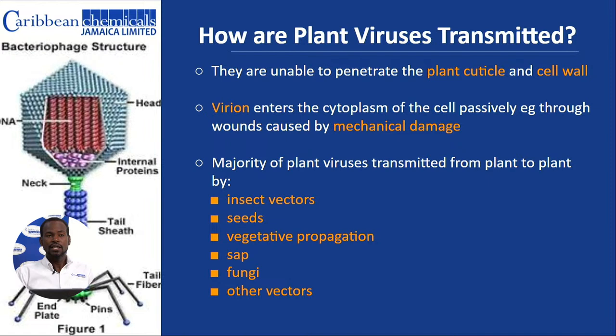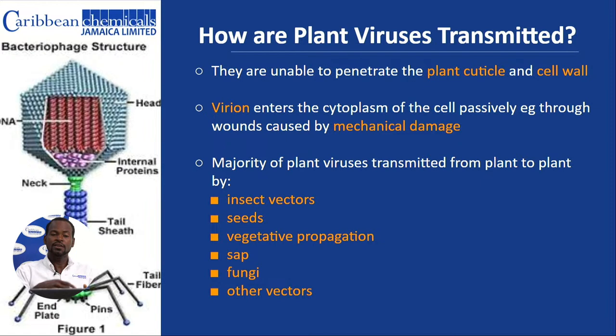And other means of transmission: we mentioned insect vectors, you also have your seeds. Sometimes some viruses may be on the outer seed coat. So if you plant that seed in a particular area and that plant grows with the virus, then it further infects other plants.